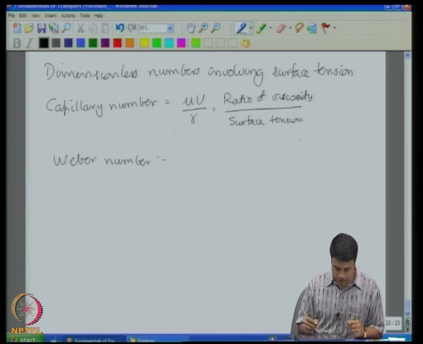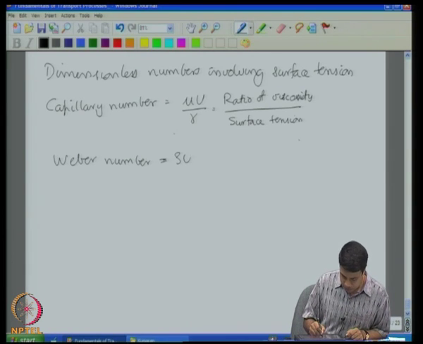This is written as rho u square d by gamma, which is the ratio of inertia by surface tension.